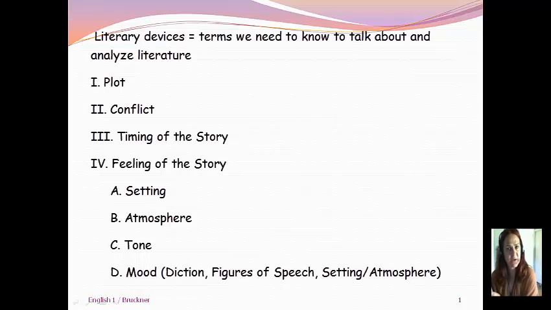We talked about tone, the overall attitude that the writer has toward his characters, toward his setting, toward his audience, and so forth. And then we talked about mood and how mood in a story is created by the writer's diction or word choice, the writer's use of figurative language, and then the setting and the atmosphere.